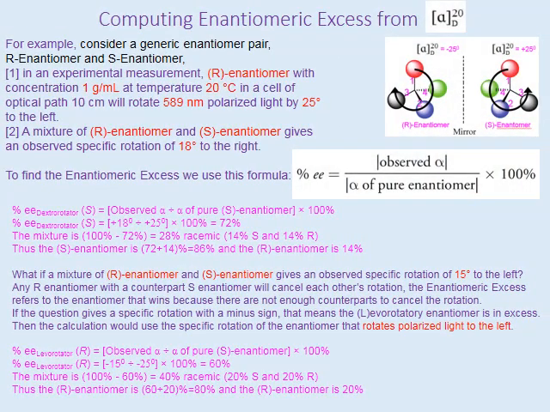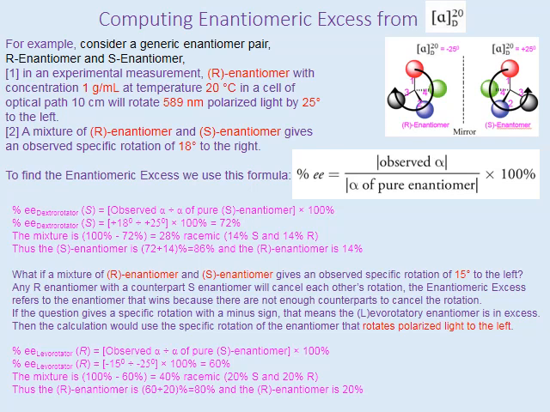Consider the generic enantiomer pair we mentioned earlier. The R enantiomer has a specific rotation of 25 degrees to the left, and the S enantiomer has a specific rotation of 25 degrees to the right. If a mixture of both enantiomers rotates plane polarized light 18 degrees to the right, this means the S enantiomer is in excess. In order to quantify this excess, we take the ratio of observed to specific rotation and express the number as a percent.